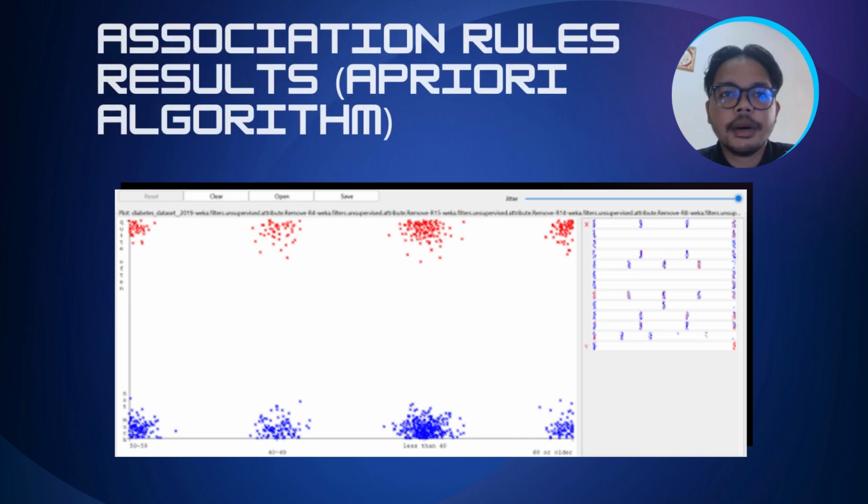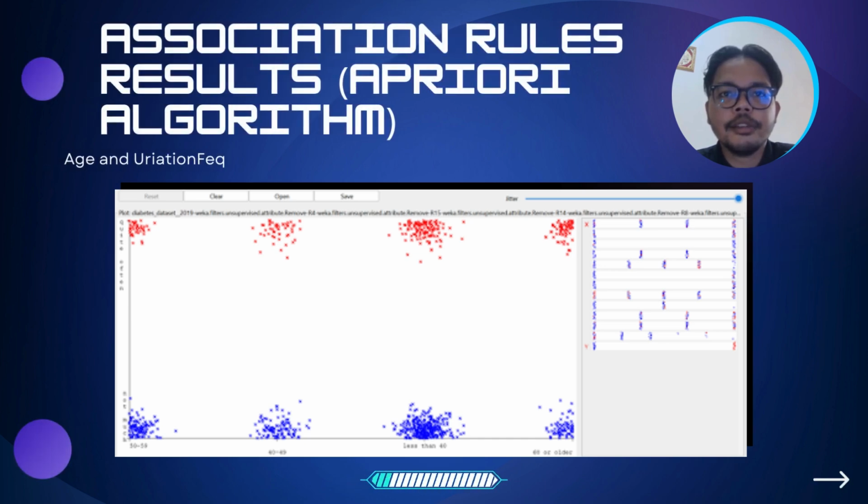In summary, next, I will present the trend analysis of the correlation between age and urination frequency in our diabetes dataset. The clustering of red and blue points suggests a significant relationship between age and urination frequency, likely influenced by the presence or severity of diabetes. The clustering indicates that these two variables are not independent but are interrelated.